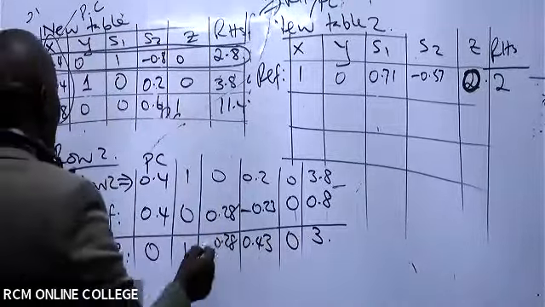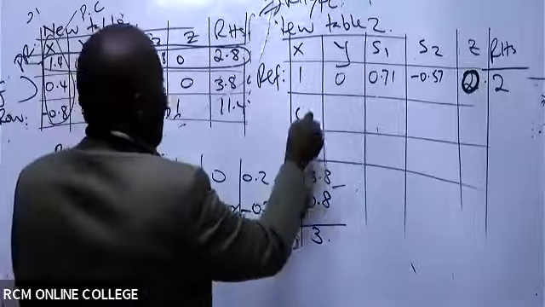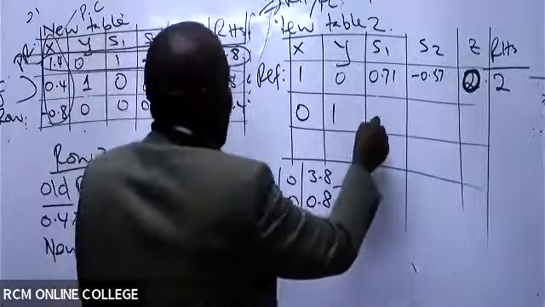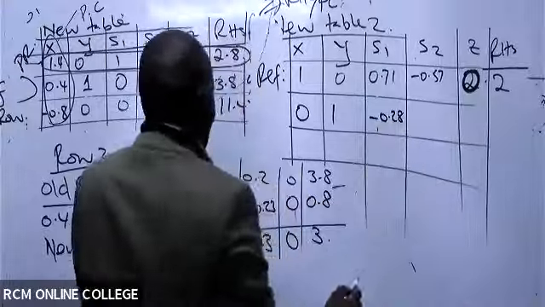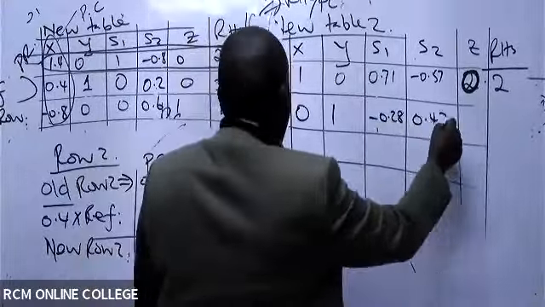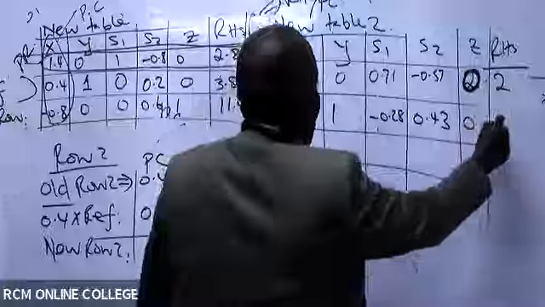So then the new row 2, this is the new row 2. So we have here 0, 1. We have here minus 0.28. We have here 0.43. We have here 0. And then we have 3 there.